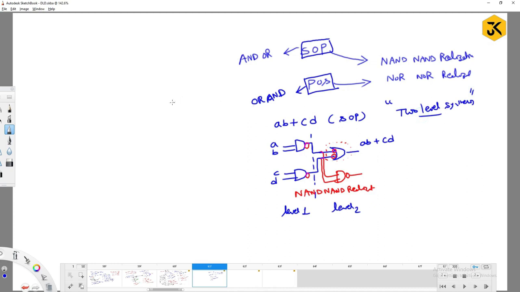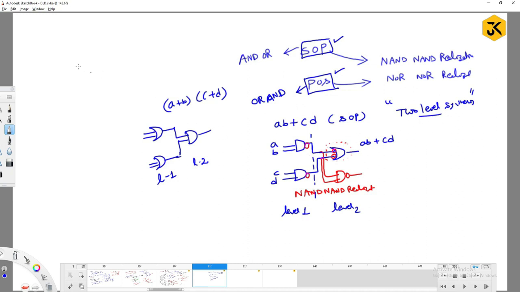For example, take only A plus B into C plus D, right? The first expression you get with the help of an OR gate, the second expression you get with the help of an OR gate, and finally you perform the AND operation. The first level we call level 1 and the second level we call level 2, and you get the result. Meaning that if it is in sum of products or product of sums, you are going to get two levels. That is what you can call the two-level synthesis mechanism, right?